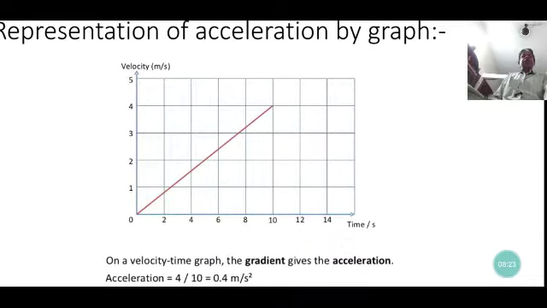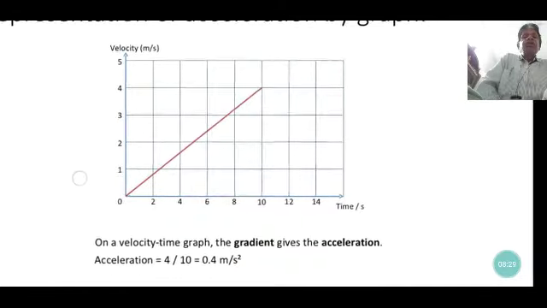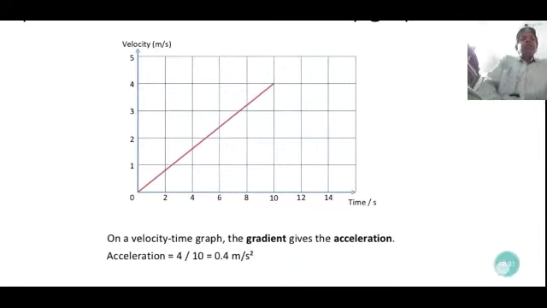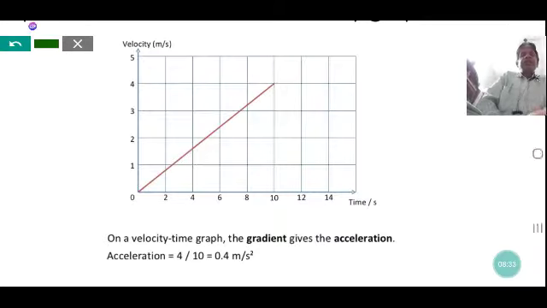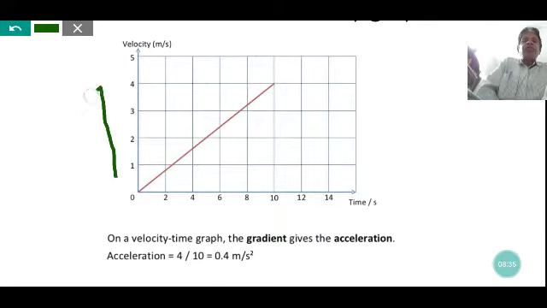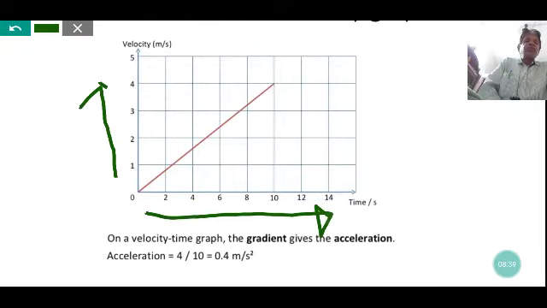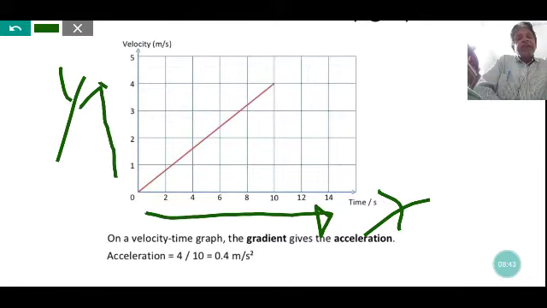Here, how the acceleration is represented by the velocity time graph. It is given here. Look, in this graph, it is clear the velocity is taken on the y-axis and time is taken on the x-axis, and the velocity time graph is a straight line. That shows the object is moving with uniform acceleration.